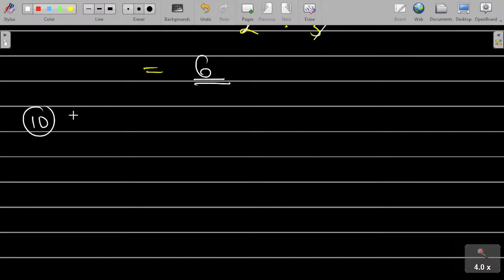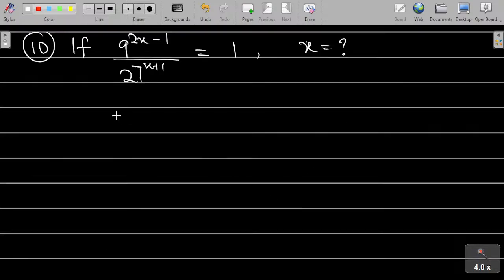Okay, so number 10 says if 9 raised to the power of 2x minus 1 divided by 27 to the power of x plus 1 is equal to 1, we should find the value of x. So what value of x will allow this to be true? Okay, so let's try to solve. Solution.